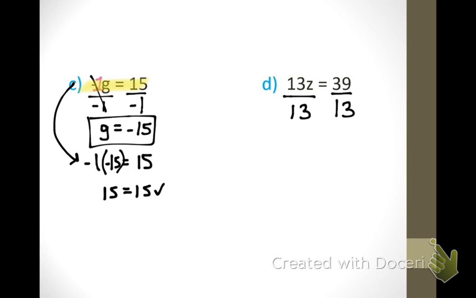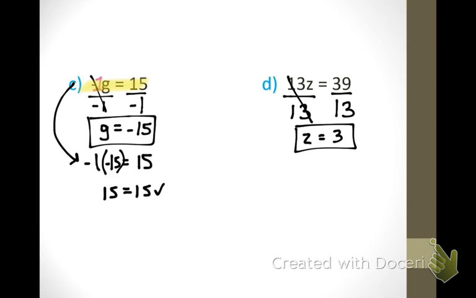Matthew, what happens to 13z over 13? Cancels out. I'm left with a z. You're canceling it out. All you're left with is a z. Logan, what is 39 divided by 13? 3 is correct. Okay, so now we've discovered what our answer is. I've got to go back and check it. Who wants to check it for me? Go for it. Let's go.